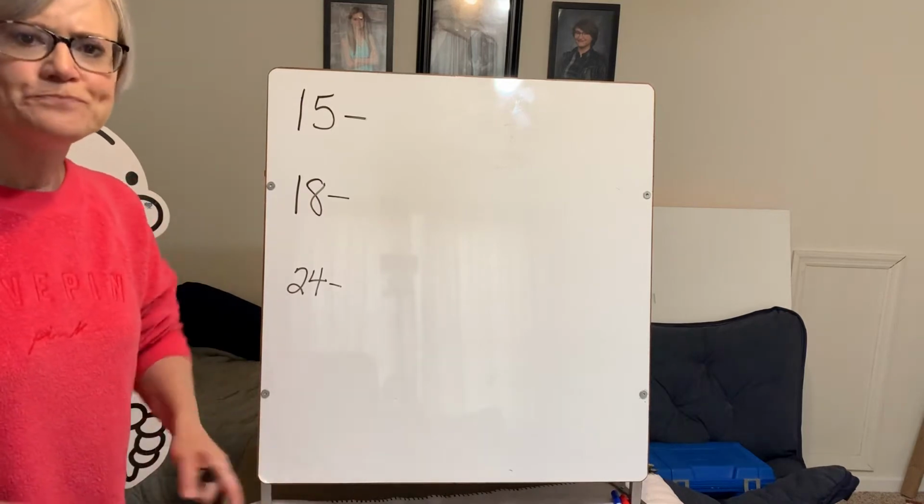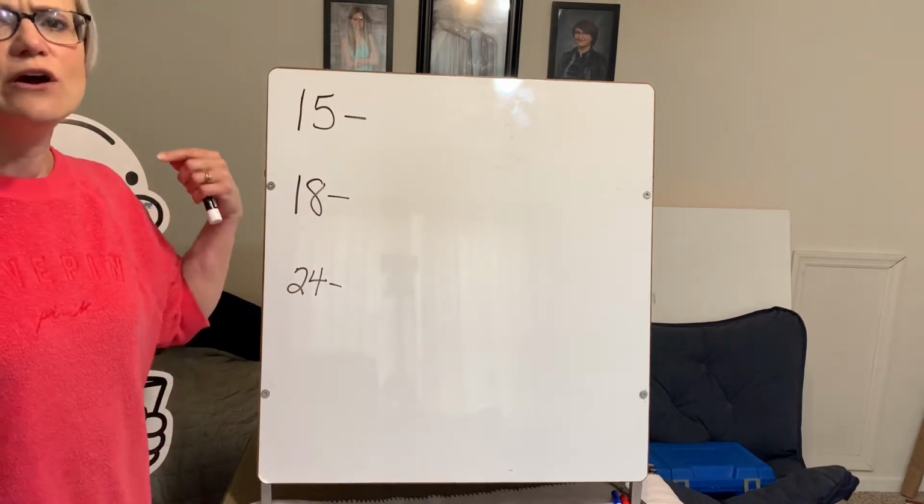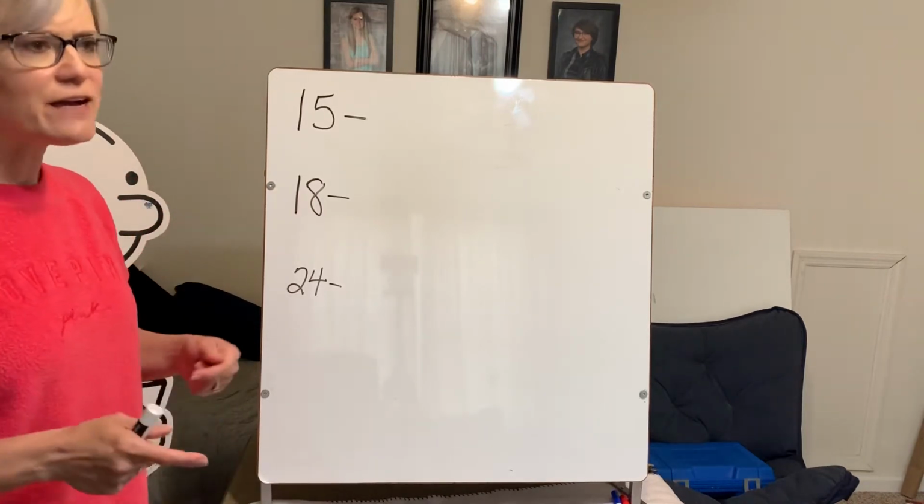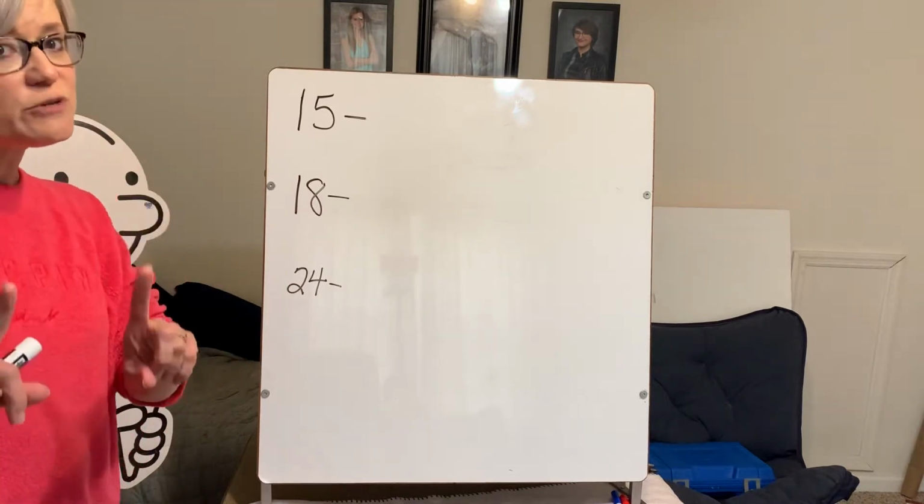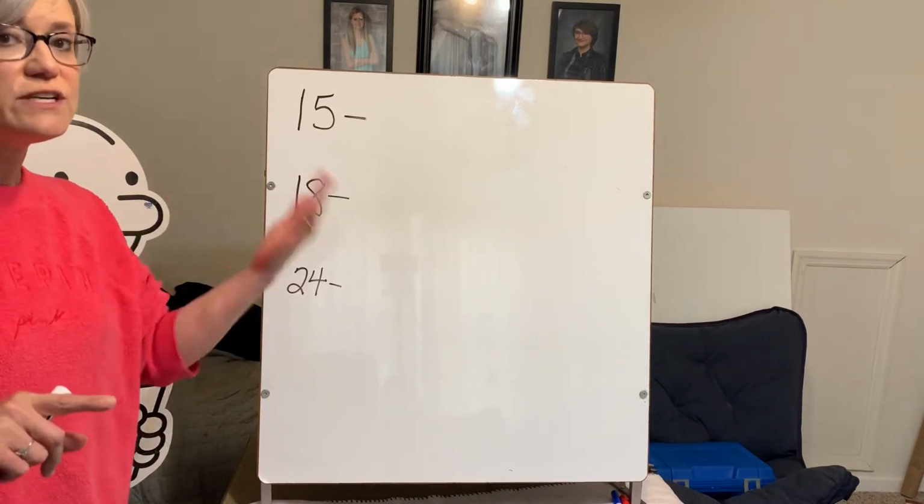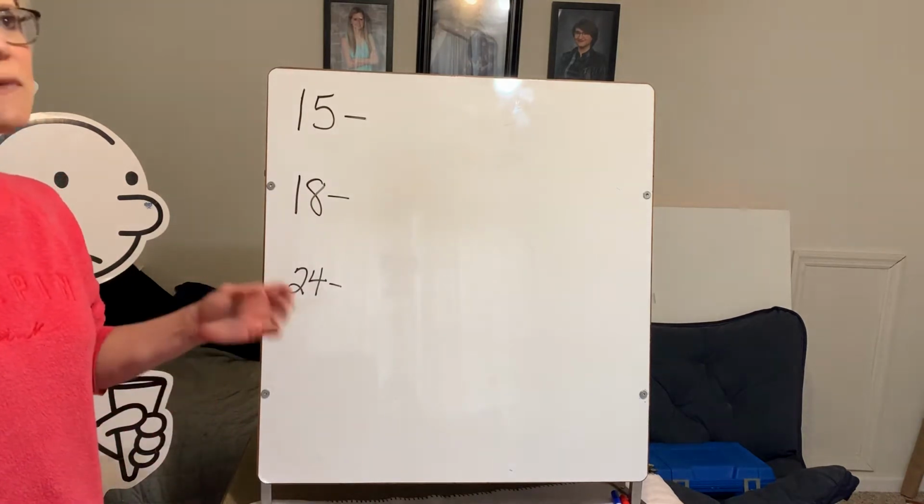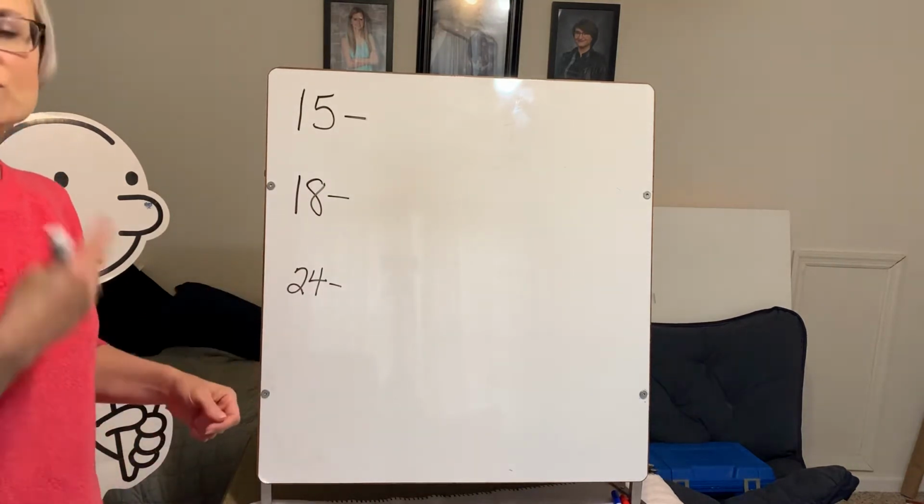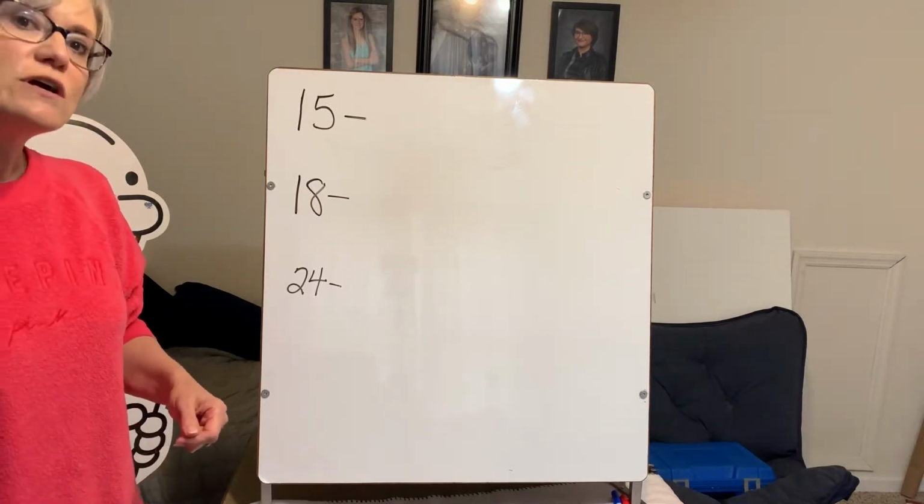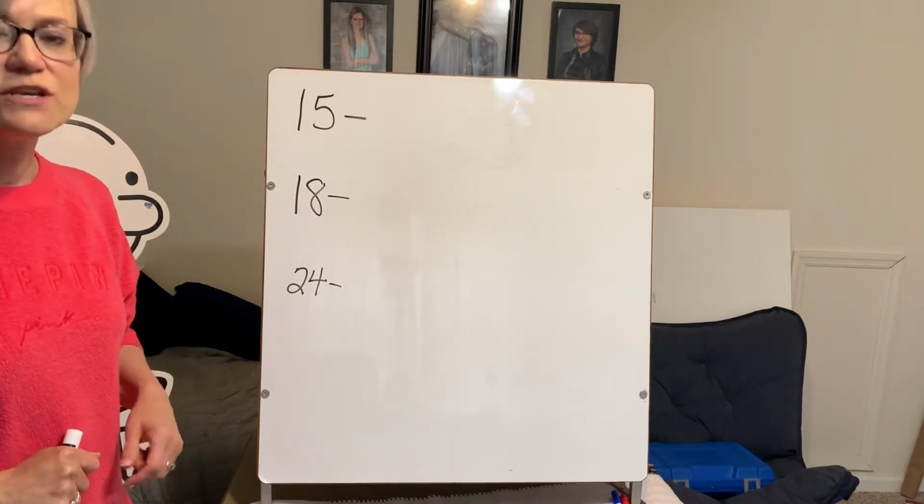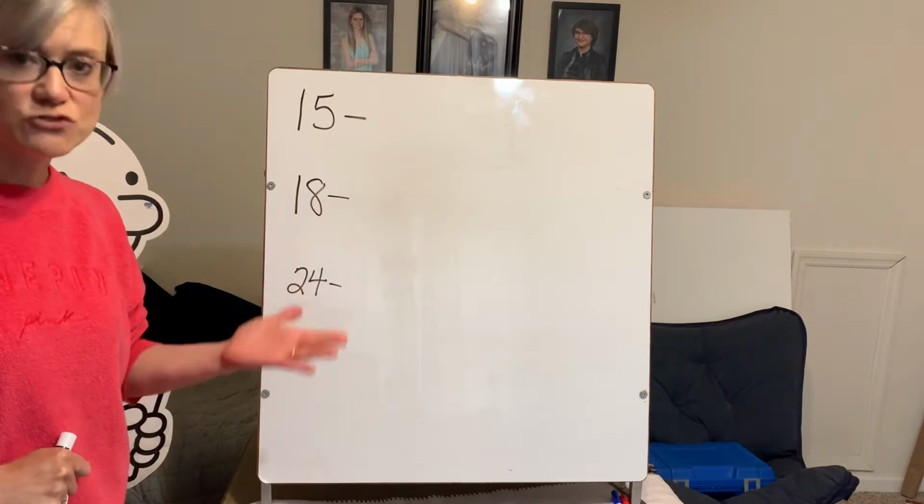So first of all, we're going to review what a factor is. Factors are two numbers that we multiply together in order to get a product. So the factors, for instance, we can say 4 times 3 equals 12. 4 and 3 are factors that give us a product of 12.